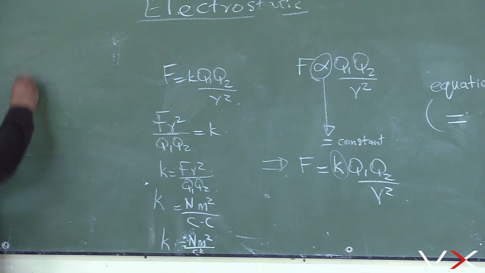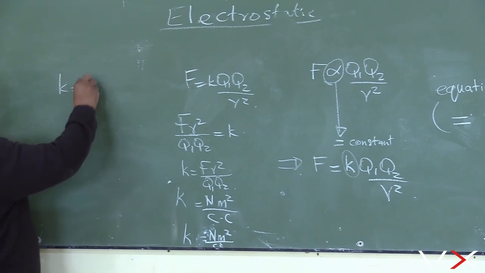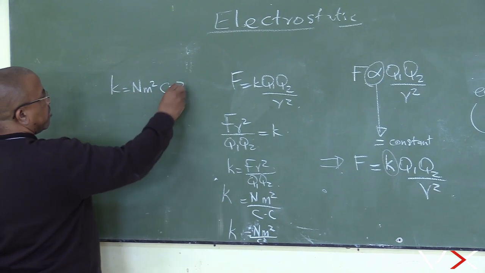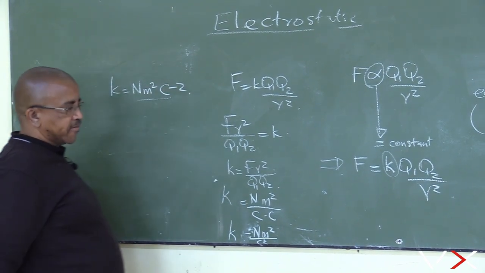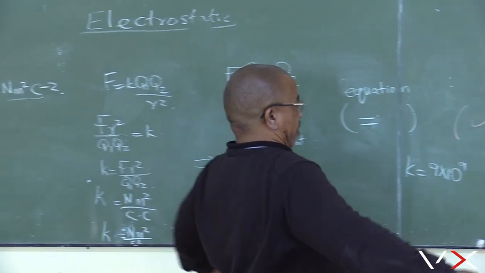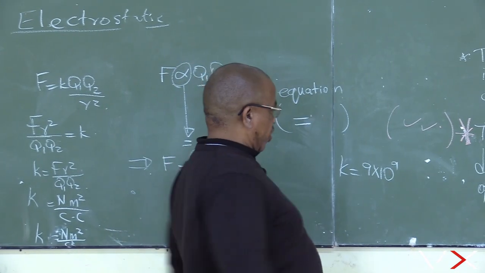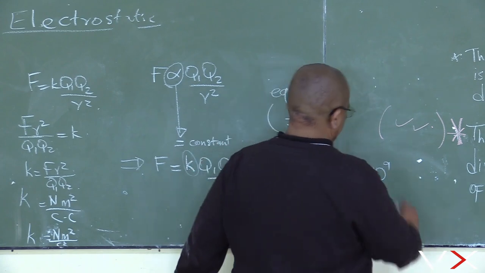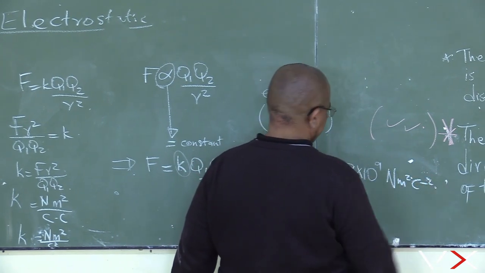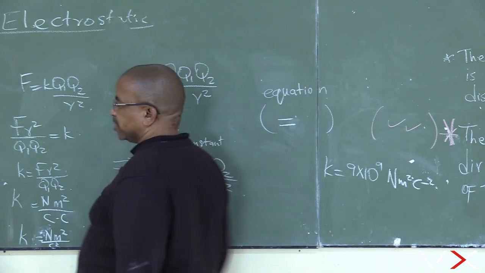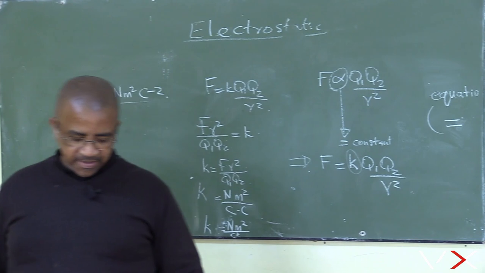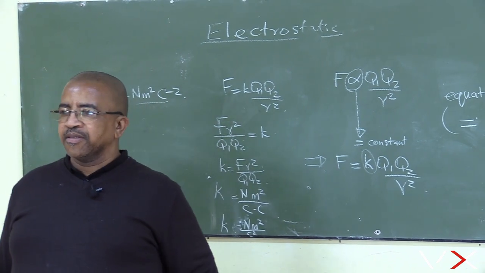Or we can say K is Newton meter squared per Coulomb squared. So then we say 9 times 10 to the power 9 Newton meter squared per Coulomb squared. Newton meter squared per Coulomb squared.